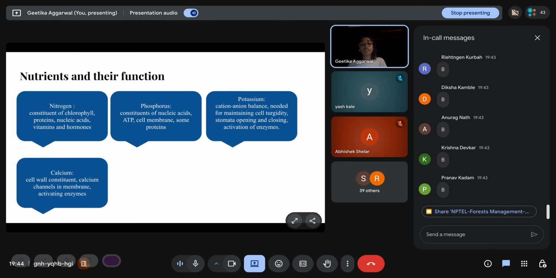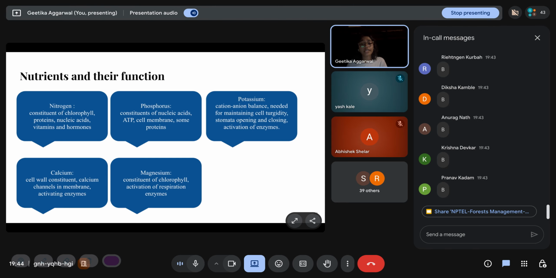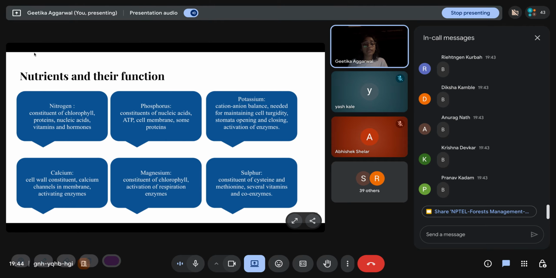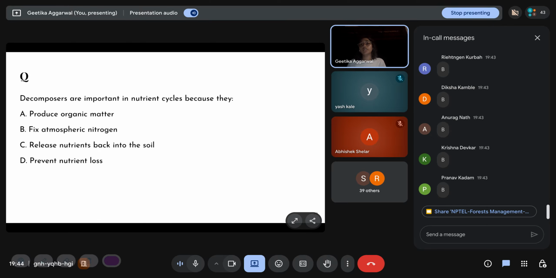Calcium is a cell wall constituent, and calcium channels are present in the membranes, and it's required for activating enzymes. Magnesium is a constituent of chlorophyll again, and then it's required for the activation of the respiration enzyme. And then there's sulfur. Sulfur is the constituent of cysteine and methionine. These are the two amino acids, and it's also a component of many vitamins and coenzymes. Okay, so here in this slide, I'm basically talking about the function of the macronutrients, the three primary and the three secondary nutrients. Okay, moving on to the next question.